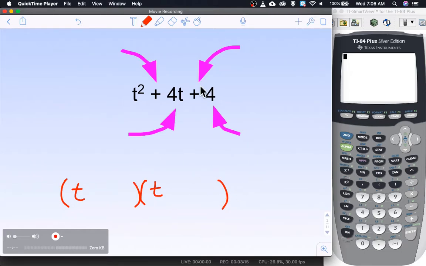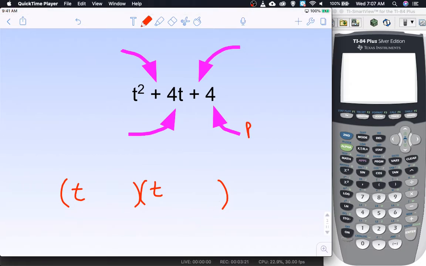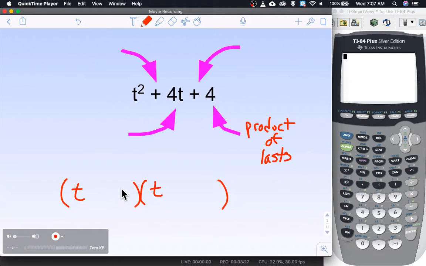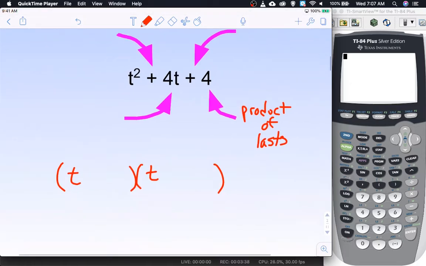For example, this last number has to be a multiplication or a product of the lasts. Meaning, these two numbers here, this number and this number, together have to multiply to give you 4. So in this case, that gives you two options. It can be 1 times by 4 or 2 times by 2.